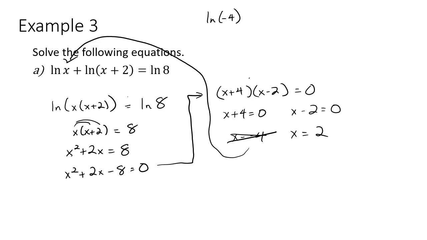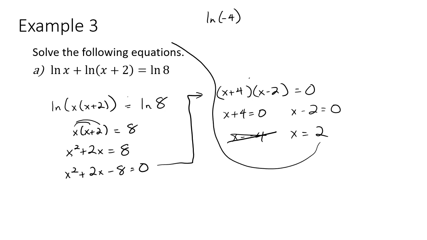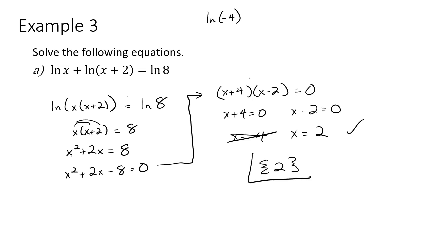It doesn't work. Whereas on the other hand, if we plug in an x of 2, we would get natural log of 2, which is okay. And in the second one, we would get the natural log of 2 plus 2, or natural log of 4, which is okay. So 2 keeps the inside of the logarithms positive, so that one checks out. So our one solution to this logarithmic equation would be positive 2.